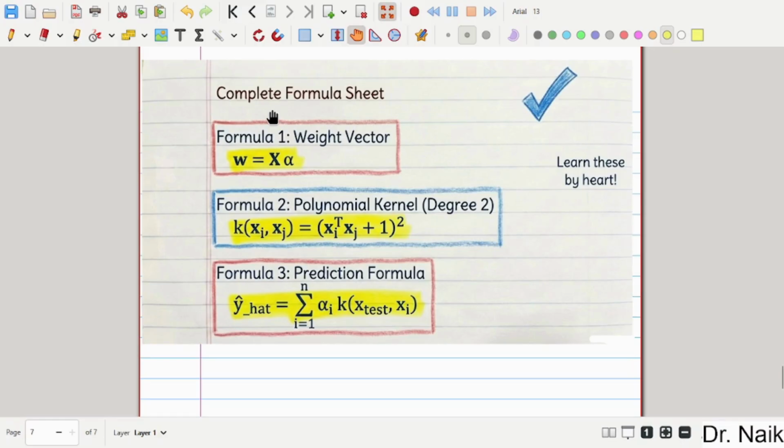Some important formulas are: the weight vector w is equal to x multiplied by alpha. For the polynomial kernel of degree 2, k of xi xj is equal to xi transpose xj plus 1, whole squared, and the prediction formula is y hat is equal to the summation from 1 to n of alpha i multiplied by k of x test comma xi.